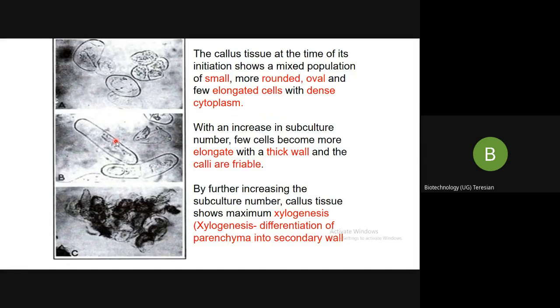By further increasing the subculture number, callus tissue shows maximum xylinogenesis. Xylinogenesis is the differentiation of parenchyma into secondary wall thickening like xylem, with tracheal elements having a continuous spiral deposition of secondary wall material. If you see in the third picture, where I am pointing, you can clearly see the tracheal elements having a continuous spiral deposition of secondary wall material.